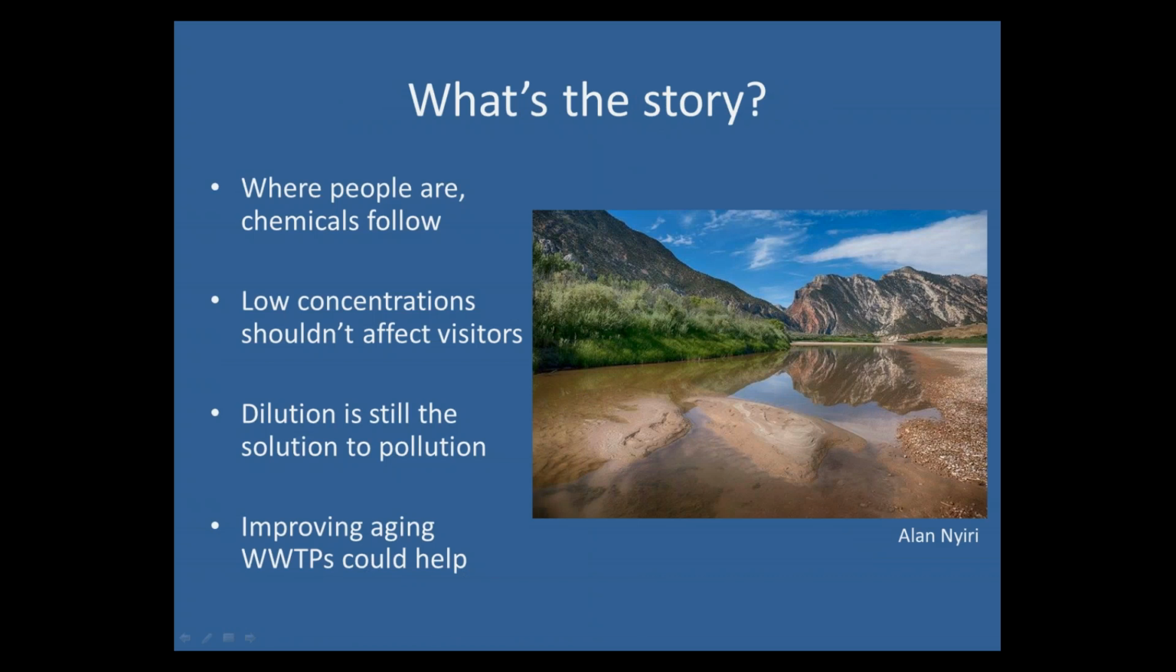So what's the story? Where people are, chemicals follow. The low concentrations we detected shouldn't affect visitors. Dilution is still the solution to pollution. So if you have more water, it takes more of these contaminants to show up as a problem. Whereas if you have less water, even very tiny concentrations can persist. And improving aging wastewater treatment plants could help.